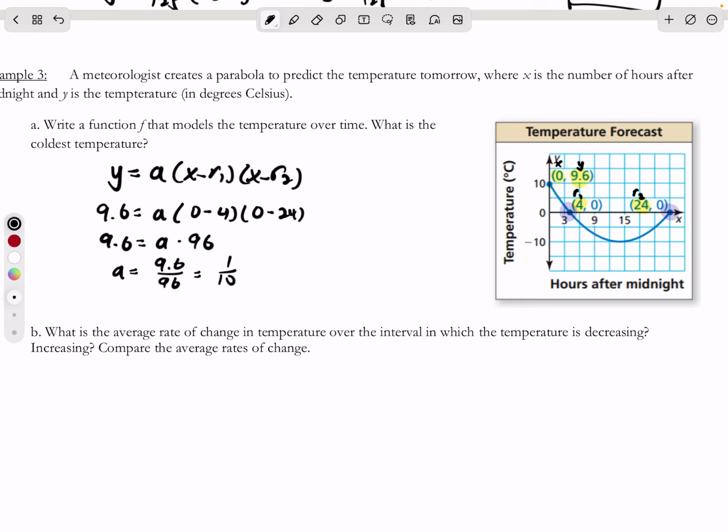So now that I know a, I can say y equals 1/10 times (x minus 4)(x minus 24). It's a little unsatisfying. We should write that in standard form. Anything I give you for an assessment, I'll ask you to put it in standard form. You don't have to remember that.